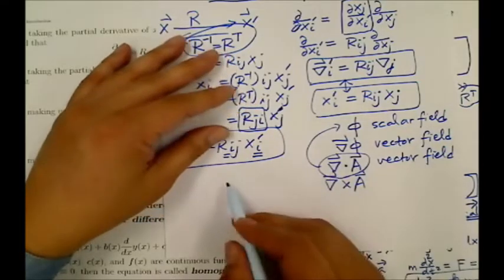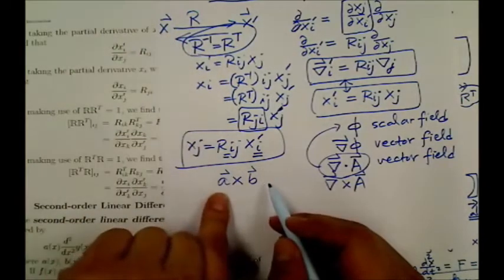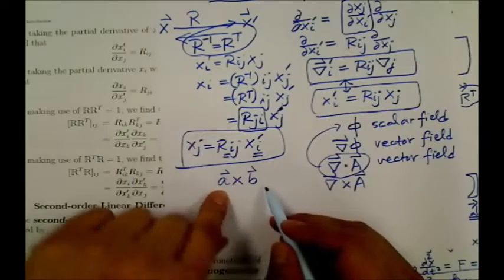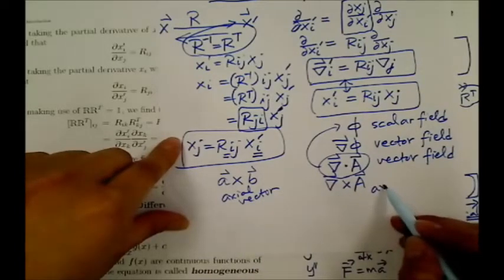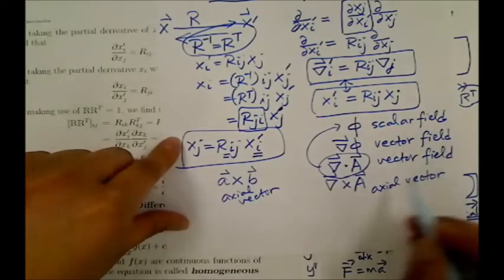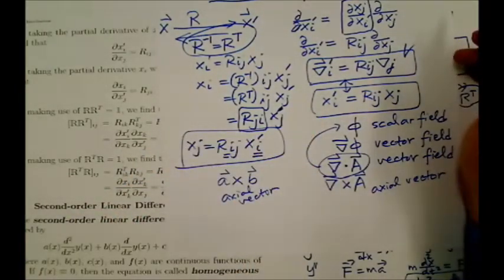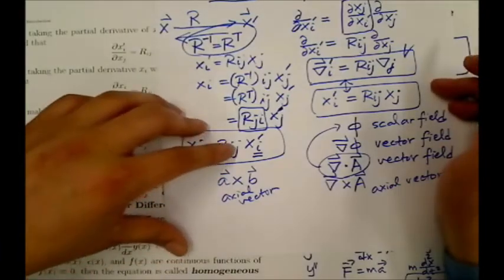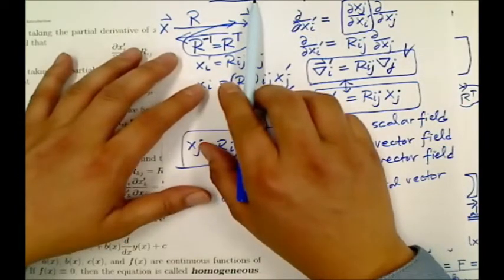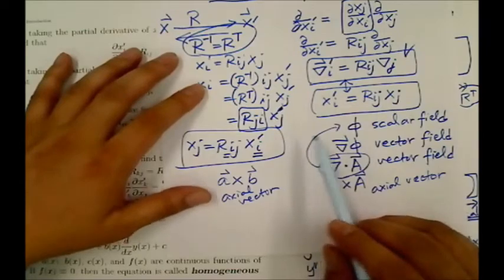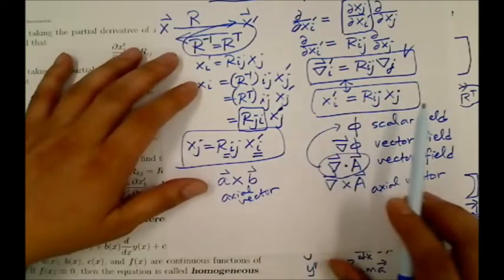Curl A. For example, A is a vector, B is a vector. A cross B is a vector, but it is not a normal vector, it is an axial vector. Therefore, curl A is an axial vector. So this kind of rule can be directly obtained by checking the rotational property of a derivative operator. In a similar manner, I can make use of this relation to find the inverse transformation. But I don't have to explain in detail because this is a carbon copy of that.